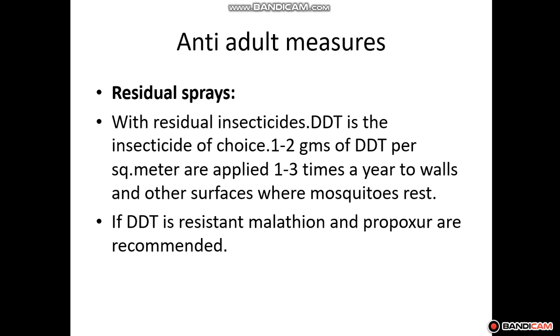So residual insecticides are sprayed in specific areas to kill the mosquitoes, as anti-adult measures. So this is the dose, and there is also the fogging method. This spraying is done on the walls in the mosquito-prevalent area, especially in the corners and all. Thereby it kills the mosquitoes. This has to be sprayed once a week or 2 to 3 times a year. It has to be sprayed on the walls, so that it is able to kill the mosquitoes.